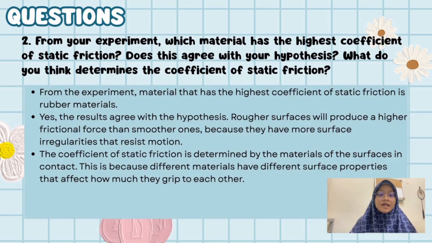From the experiment that has been done, the material that has the highest coefficient of static friction is rubber. Yes, it does agree with the hypothesis because the rougher surface will produce a higher frictional force than the smoother one because it has more surface irregularities that resist motion. The coefficient of friction is determined by the materials of the surfaces in contact. This is because different materials have different surface properties that affect how much they grip each other.